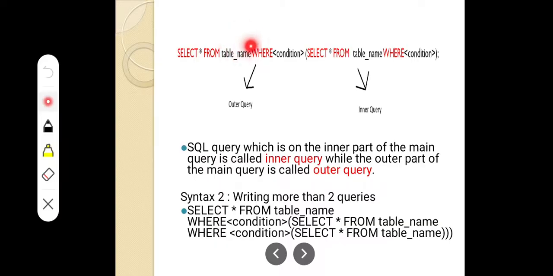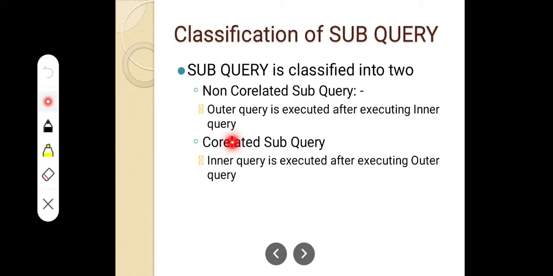This outer query and the inner query will be executed multiple times. That means first the outer query will be executed, then the inner query will be executed, we check the condition, then again the outer query is executed, then again we come to the inner query, likewise it goes. Clear? So multiple times this outer query and the inner query will be executed. That is called correlated.